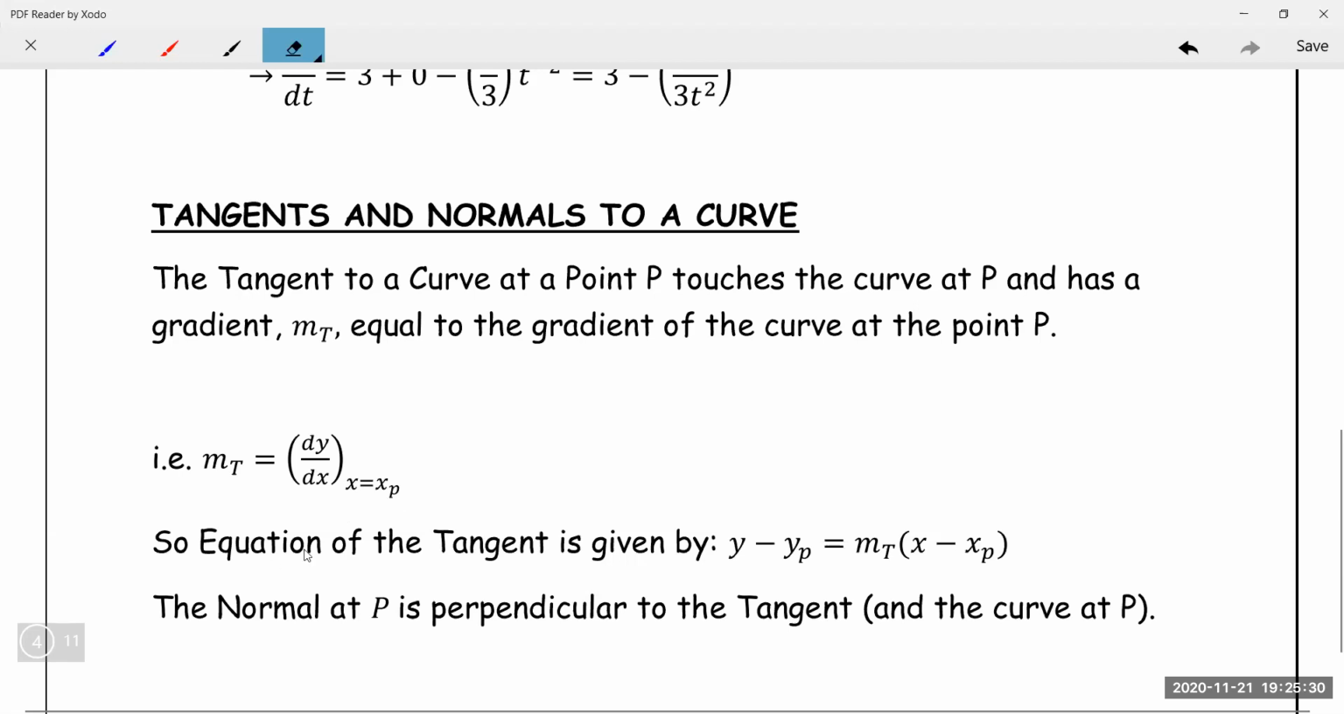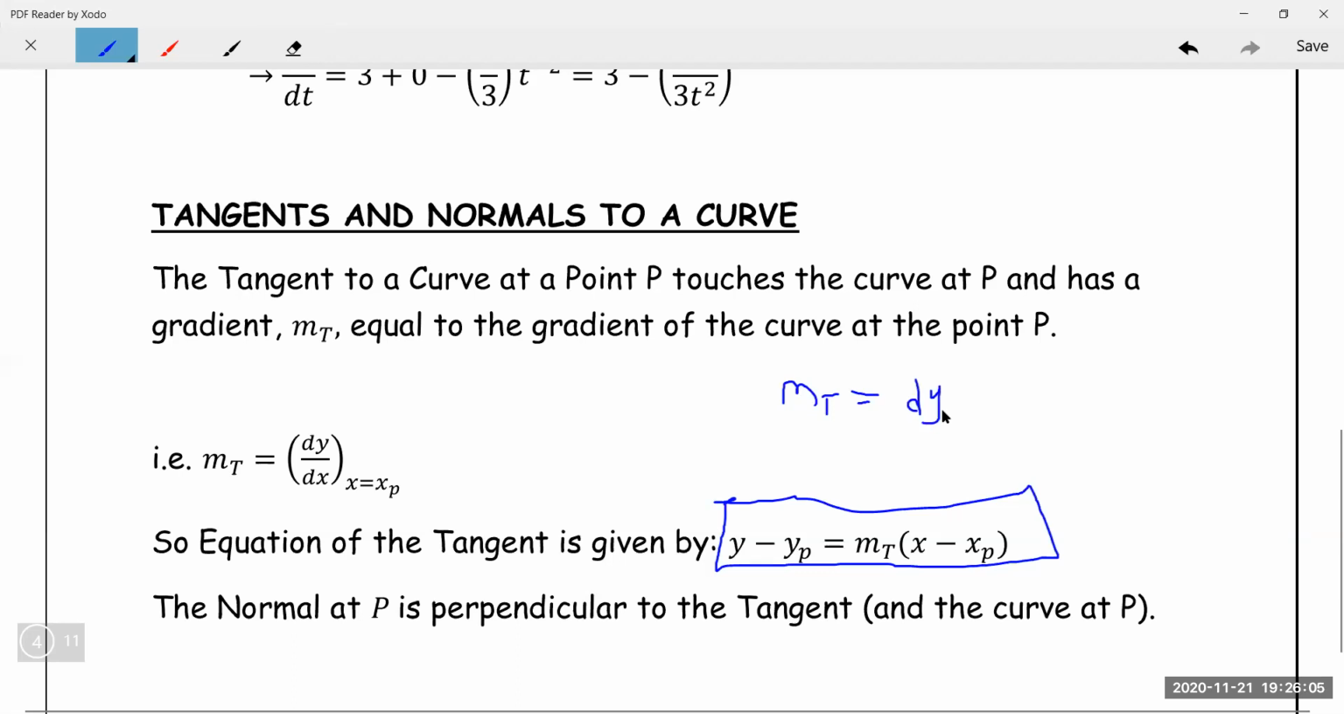Then they're going to ask you to find the equation of the tangent. The equation of the tangent is given by y minus yP equals the gradient of the tangent times x minus xP. So you're going to have to remember this formula. This formula is what we use to find equations of tangents, where mT is just dy by dx, the gradient of the tangent.